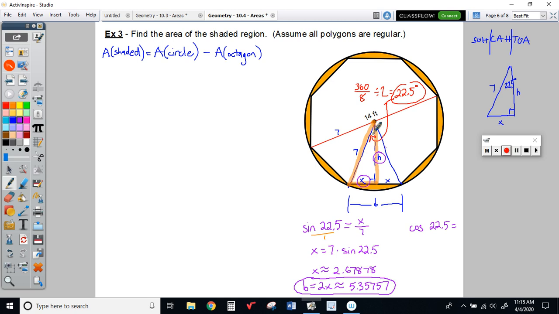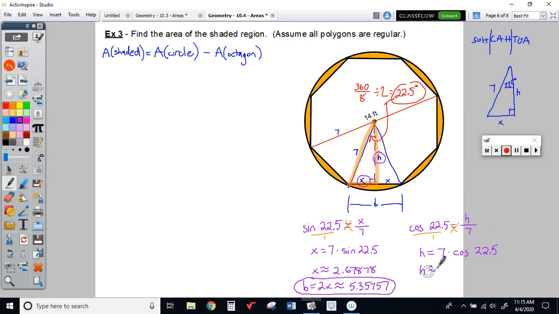So then cosine 22.5 is what I would need to figure out what h is. Cosine is adjacent over hypotenuse, so it'd be h over 7. You can divide by, or put this over 1, cross multiply. Think about that from there. That's what we were doing there as well. And you'd have h is exactly 7 times cosine of 22.5.